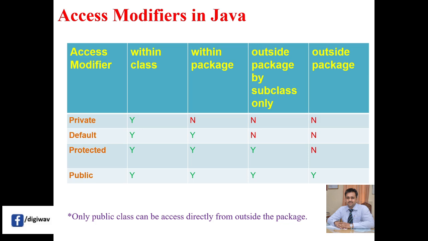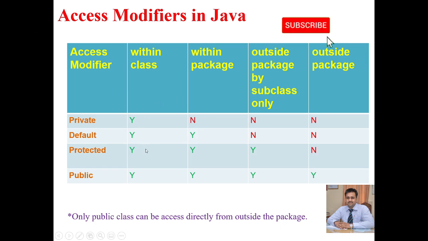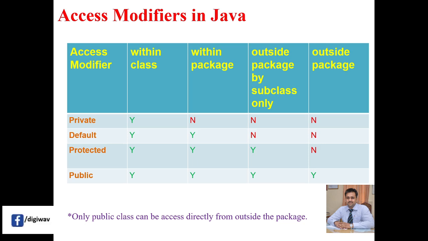Protected access modifier. The access level of a protected modifier is within the package and outside the package through child class, or we can say with the help of inheritance. If you do not make the child class, it cannot be accessed from outside the package. After that, public access modifier will come. The access level of this public modifier is everywhere. It can be accessed from within the class, outside the class, within the package and outside the package. So only public class can be accessed directly from outside the package.